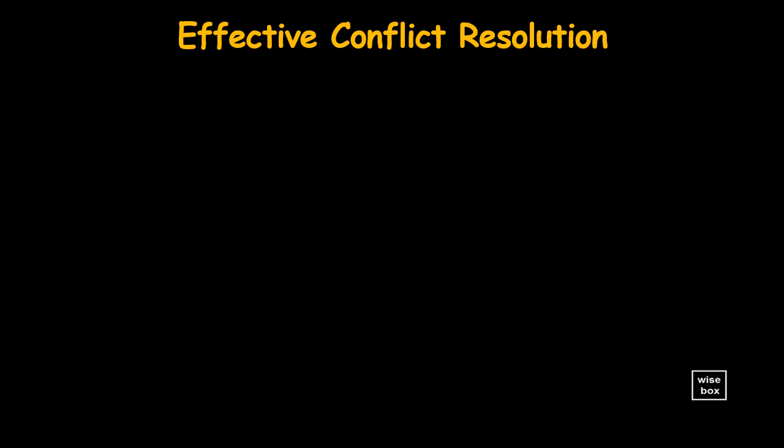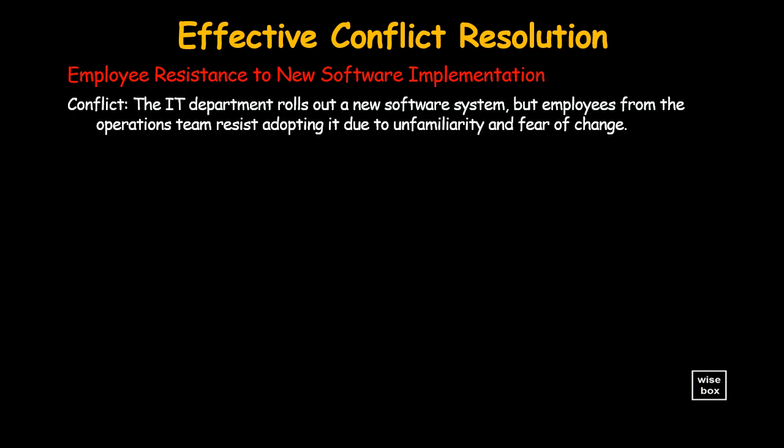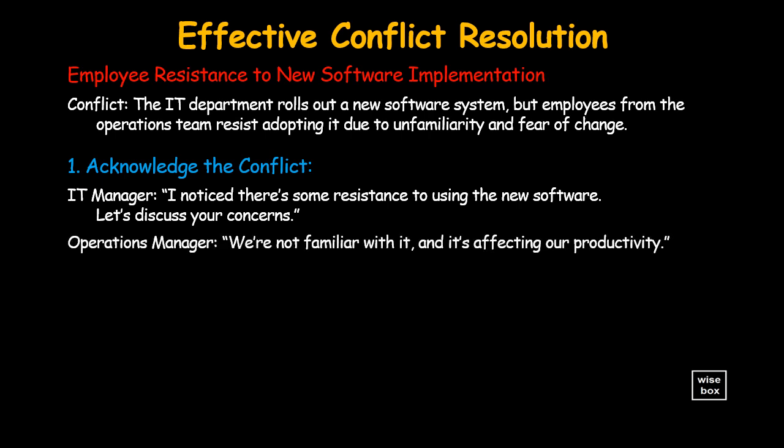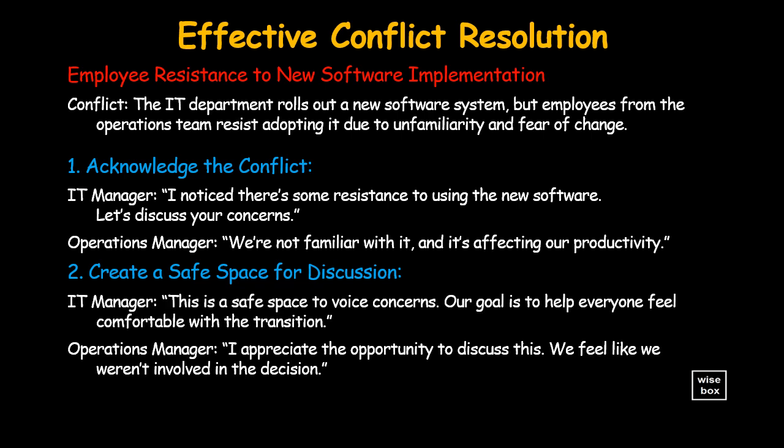Here's another example. Employee resistance to new software implementation. Conflict: the IT department rolls out a new software system, but employees from the operations team resist adopting it due to unfamiliarity and fear of change. To resolve this, both the IT manager and operations manager have to accept there is conflict with regards to the use of the new software. Because of this, they agree to discuss the matter, so that both can openly share concerns and be involved in the decisions.